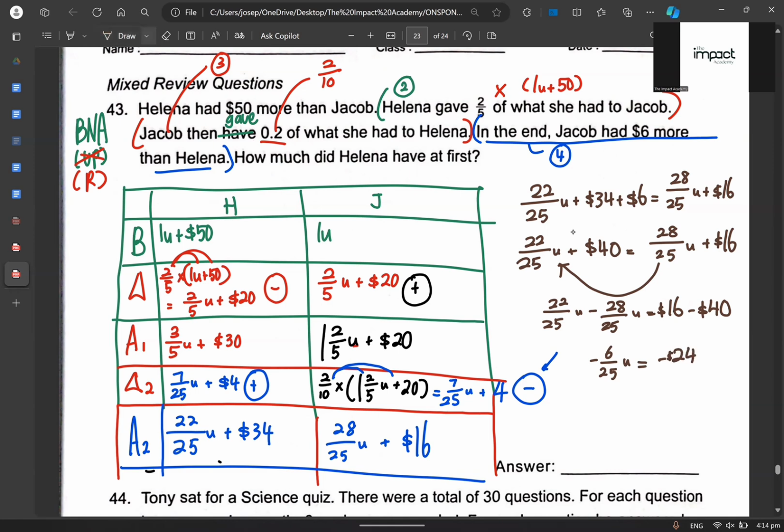Now, what do you want to do? You want to cancel away the minus sign. Agree so far or don't agree? So we get to 1 over 25 units is actually equals to $4, right? But then 1 over 25 is not 1 unit. That is not my Mr. Greenman. I have to emphasize on this. 25 over 25 unit then is my Mr. Greenman, which is $100, right? Yes. Okay, very good. Helena have at first $150. Agree so far? So therefore, this is your answer for this question.